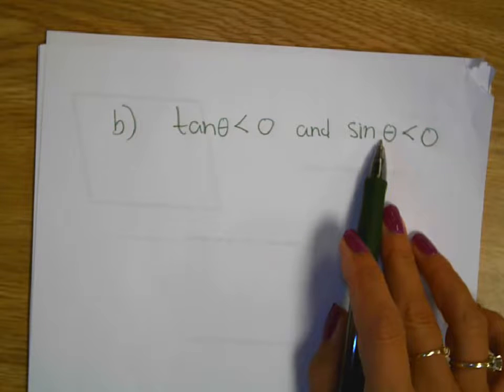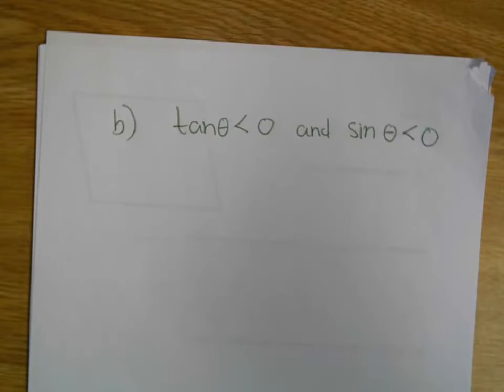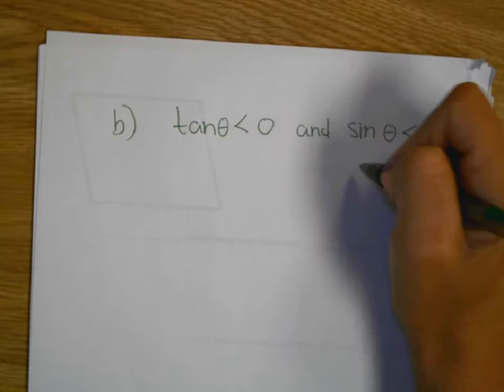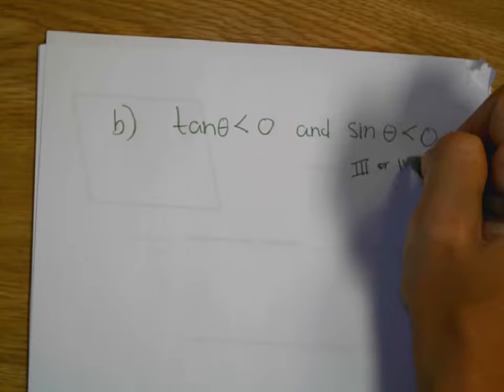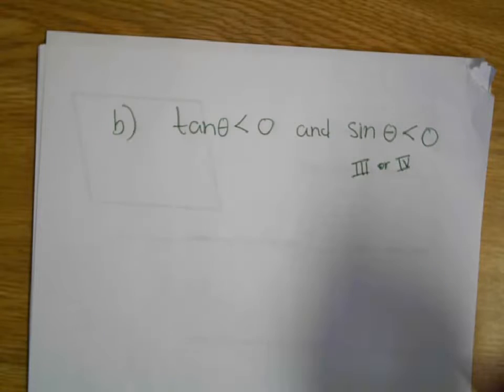Where is sine less than 0? Sine's the y-axis. 3 or 4. So we know we're limited down to those two. Can't be in 1 or 2.